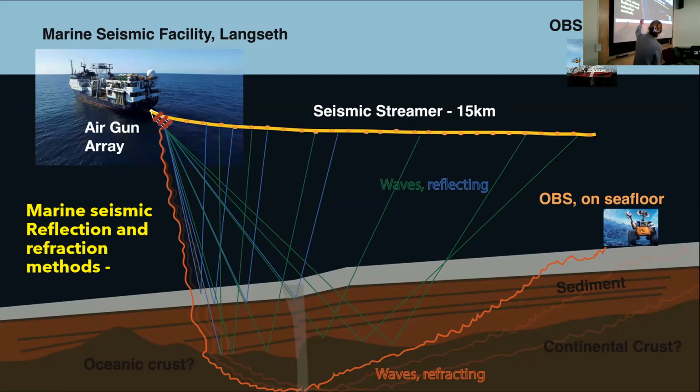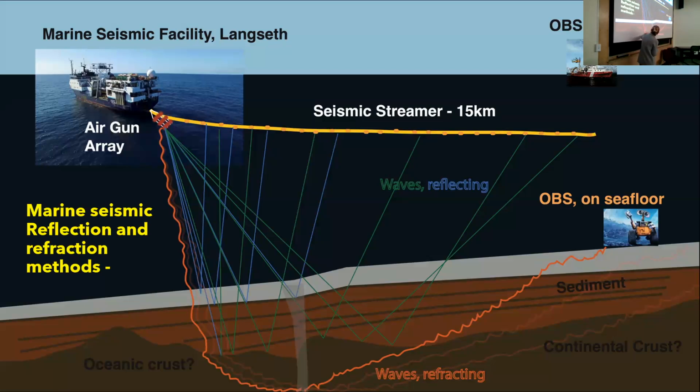That streamer data in particular is what we use to listen for waves that are generated at the air gun array and bounce off of layers in the earth where there's some change in the density properties or the speed at which the waves are traveling. Density and sound speed allow waves to bounce really efficiently off of sediment layers, or the basement, or sometimes even beneath the oceanic or continental basement rocks.